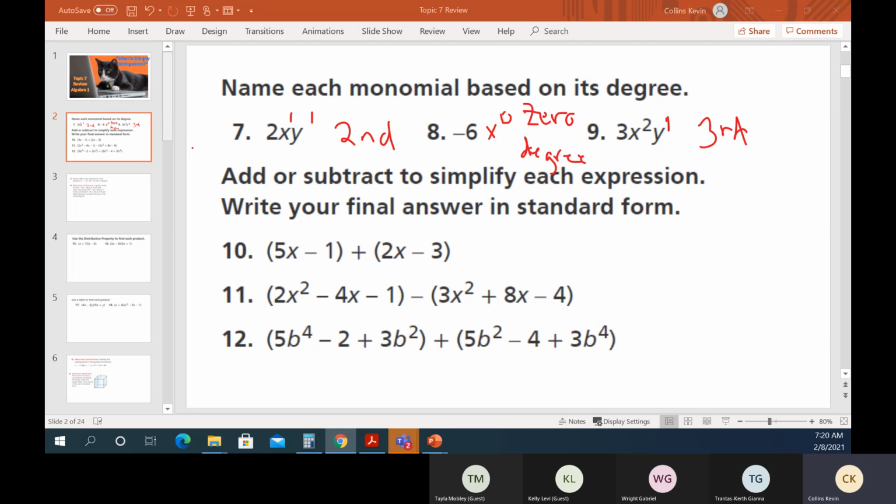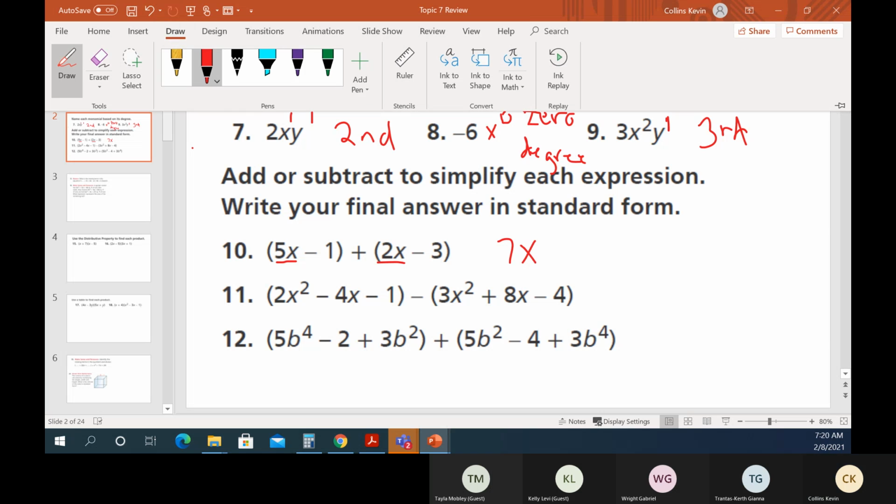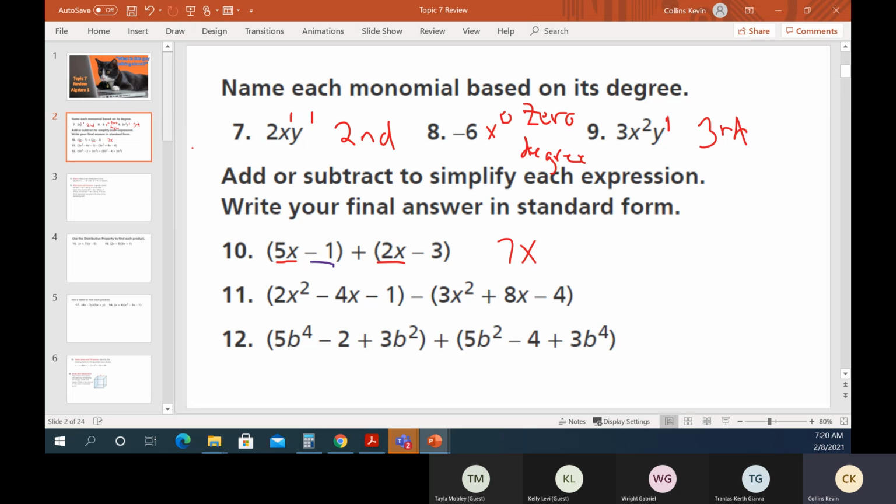All right, so again, this guy here is just combining like terms. So first thing we do, we look at the x's. So I've got 5 and 2, that's going to be 7. Bring the x along for the ride. Then we look at the number guys. All right. So I've got minus 1 and minus 3 more. That's minus 4. Yeah, it's really that easy.